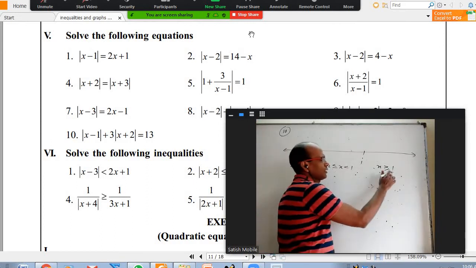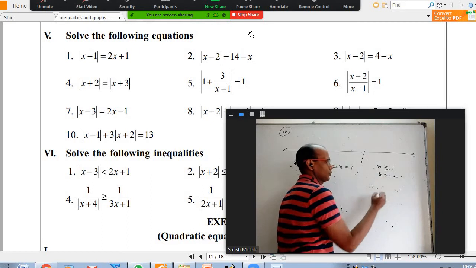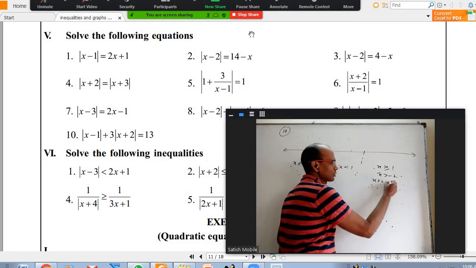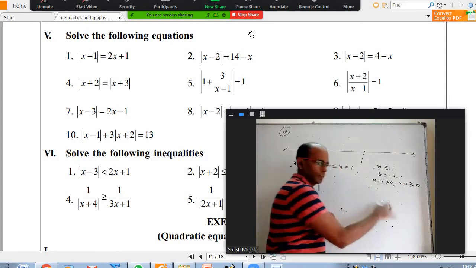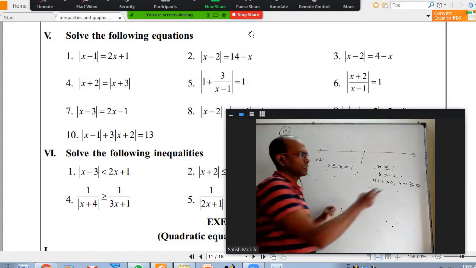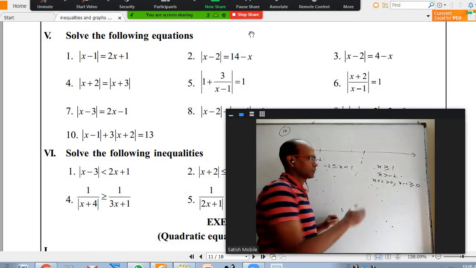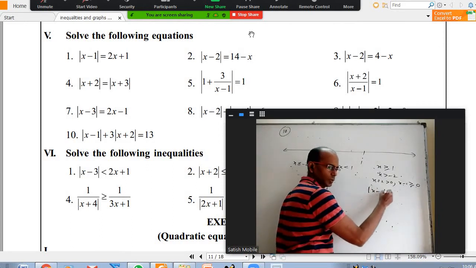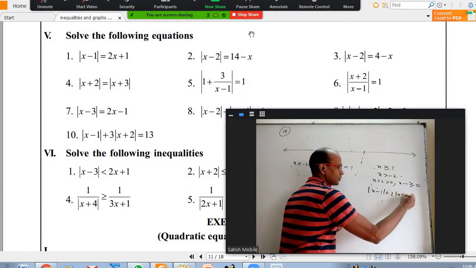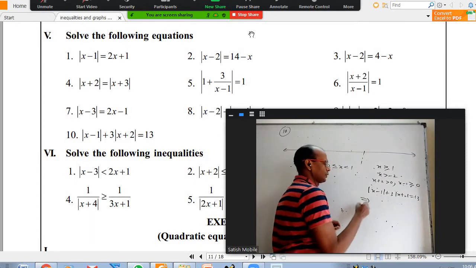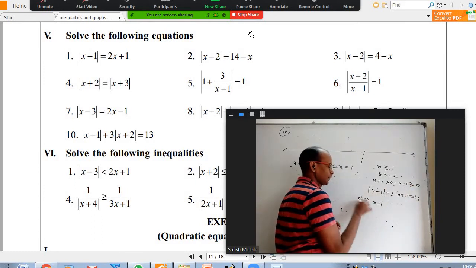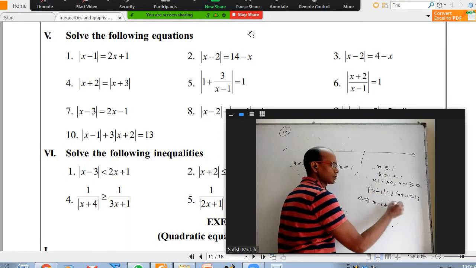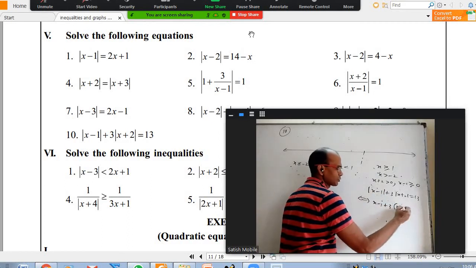When x is greater than 1, it is also greater than minus 2. So x plus 2 is also greater than 0, and x minus 1 is also greater than or equal to 0. So mod x minus 1 is positive, so mod x minus 1 will become x minus 1. So mod x minus 1 plus 3 mod x plus 2 equal to 13 implies mod x minus 1 can be written as x minus 1, and mod x plus 2 also can be written as x plus 2 because it is positive.